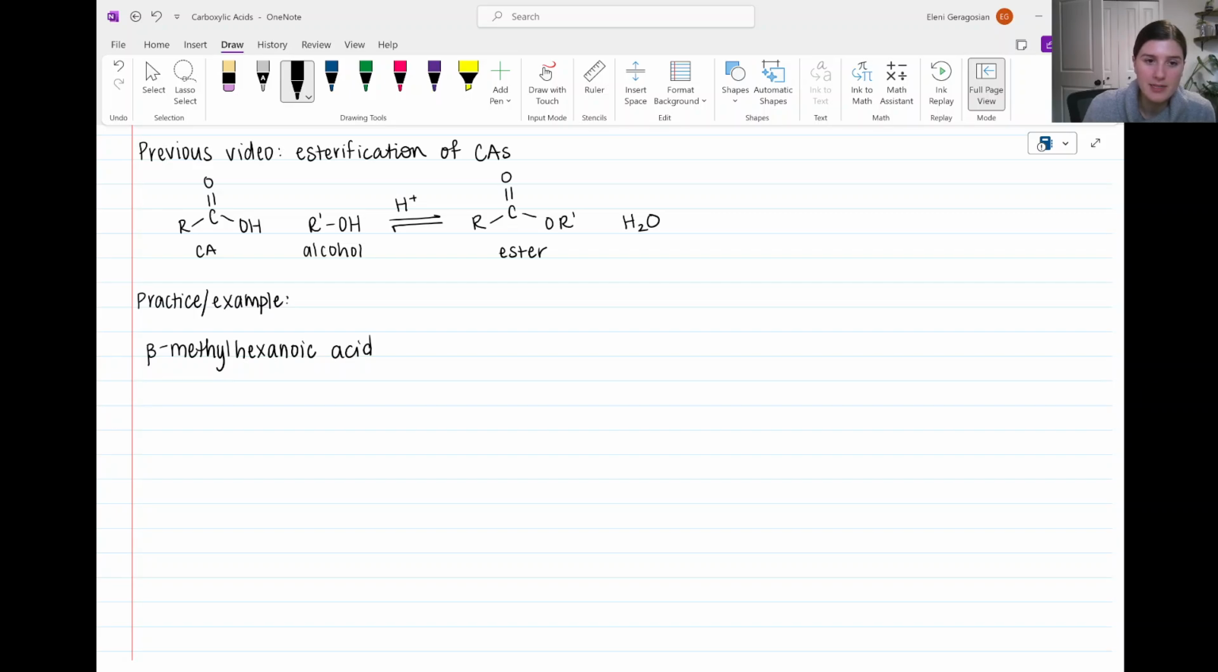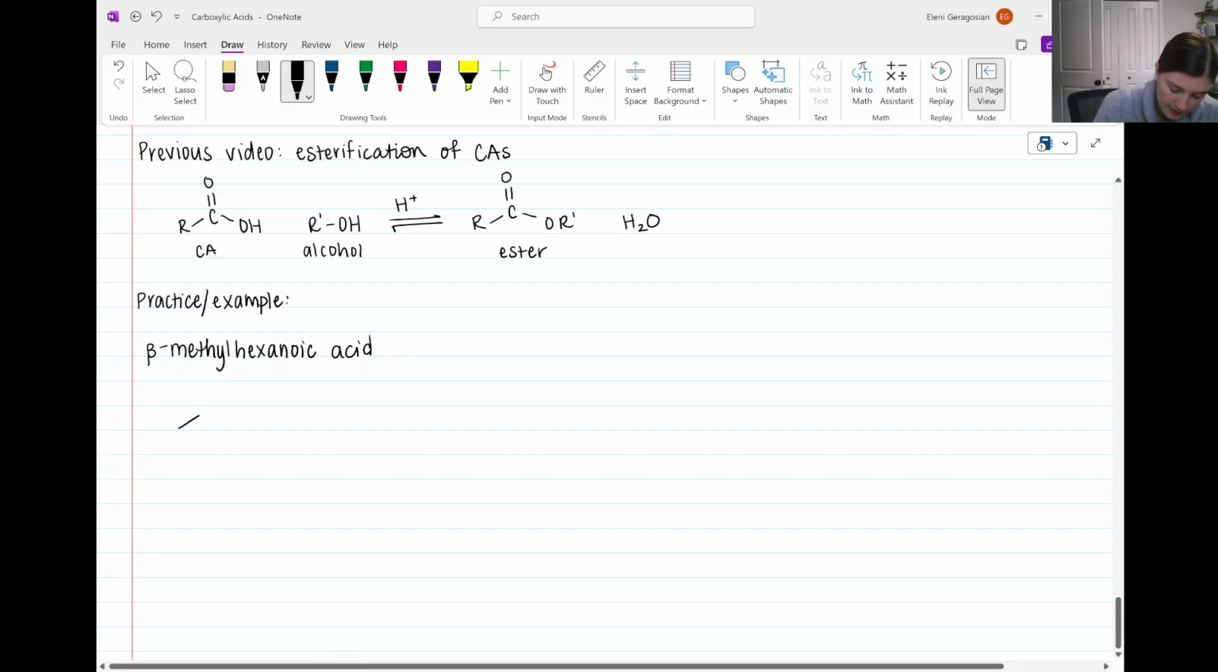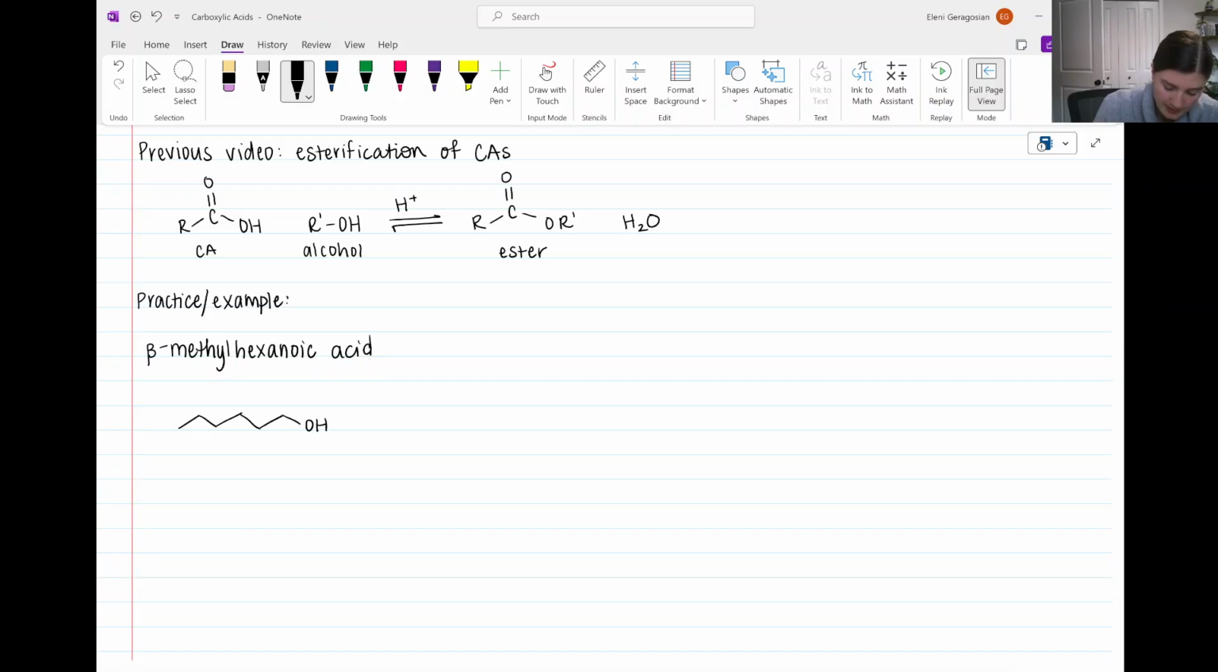Hexanoic acid means we have 6 carbons in our main chain. Our terminal carbon is a carboxylic acid carbon. So we have 1, 2, 3, 4, 5, 6 carbons total. The alpha carbon is the carbon bonded to the carboxylic acid carbon. So our beta carbon is 1 carbon to the left. So right there is where we put the methyl group on the beta carbon.